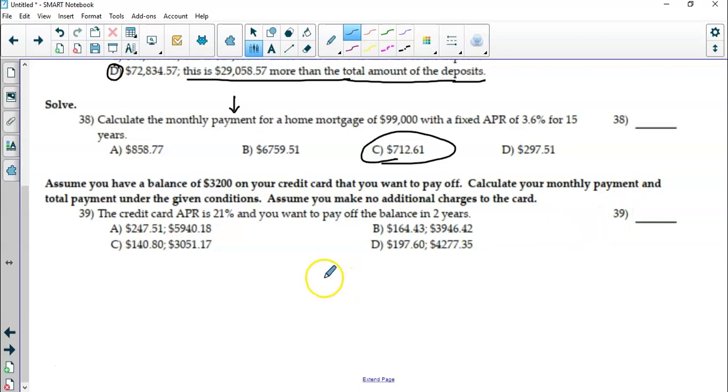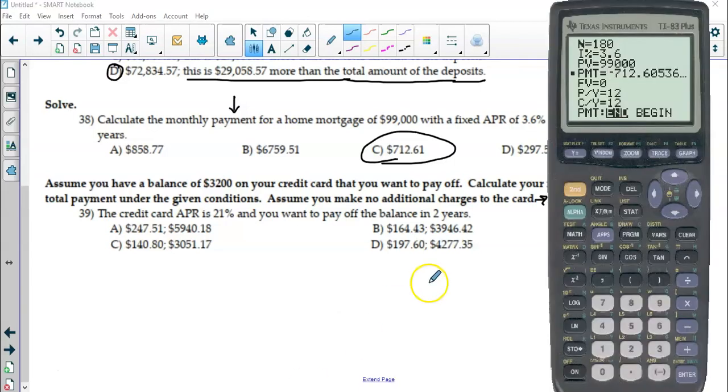Similar situation on 39. You have a credit card balance of $3,200. You want to pay it off. We want to figure out what our monthly payment is. We're going to assume that we make no additional charges to the card. So it's a little bit more like a loan than, say, a credit card where you could pay pretty much anything you want every month as long as it's more than the minimum and you can keep adding to that balance. We're going to kind of pretend that this was kind of like a small car loan instead of a credit card. I want to pay it off in 2 years.